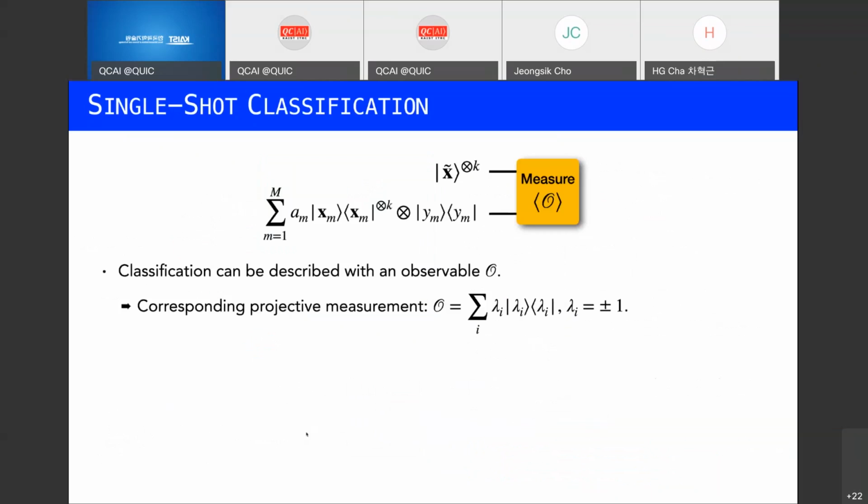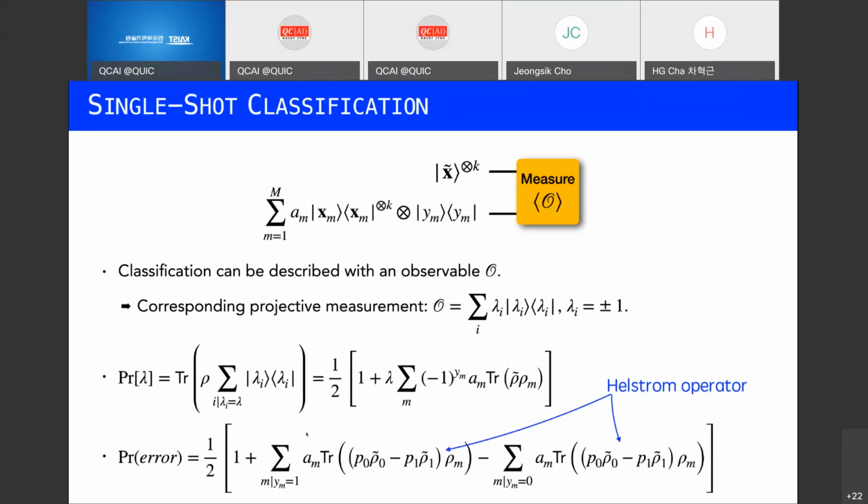Now we can also think about single-shot classification, because we can describe the entire classification step as measuring a certain observable. Because we define the observable, we can define a projective measurement. If we look at the single-shot behavior, we can do the classification by seeing whether the measured eigenvalue is +1 or -1. There is also an associated error to this measurement, and when you look at the error in this scheme, the Helstrom operator, which is used for quantum state discrimination, appears again. We didn't look into this deeply, but the message I'm trying to convey is that there seems to be a deep connection between quantum classification and quantum state discrimination.